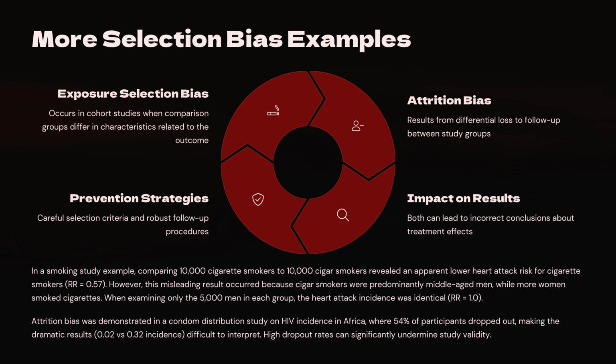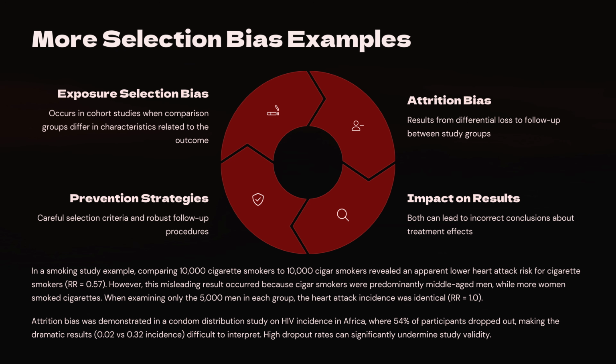So we can see a couple examples down here. One, a smoking study comparing 10,000 cigarette smokers to 10,000 cigar smokers revealed an apparently lower heart attack risk for cigarette smokers. However, this misleading result occurred because cigar smokers were predominantly middle-aged men, while more women smoked cigarettes. When examining only 5,000 men in each group, the heart attack incidence was identical, 1.0.